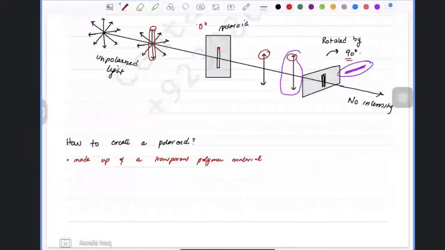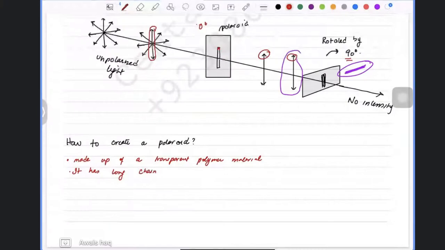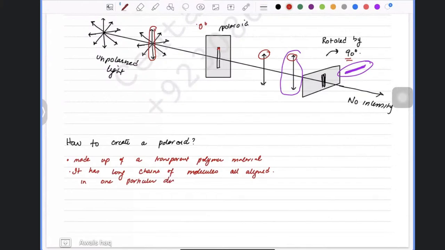It has long chains of molecules all aligned in one particular direction. So if they are aligned in the horizontal direction, they can basically get through that, and if they're horizontal, then they can get through horizontal ones. But what happens is that other waves, they're blocked.